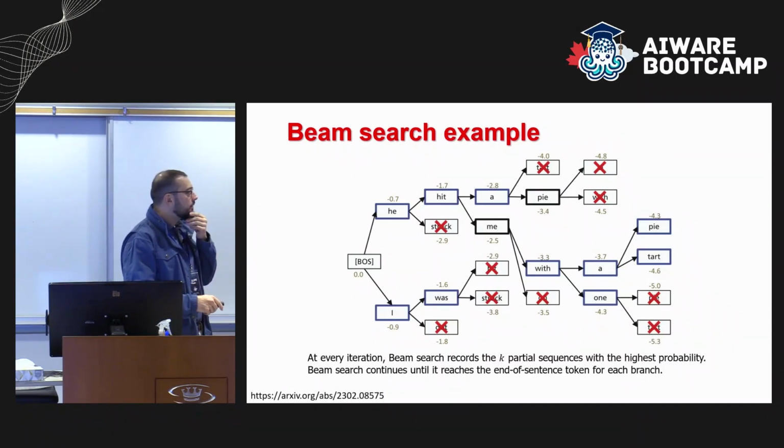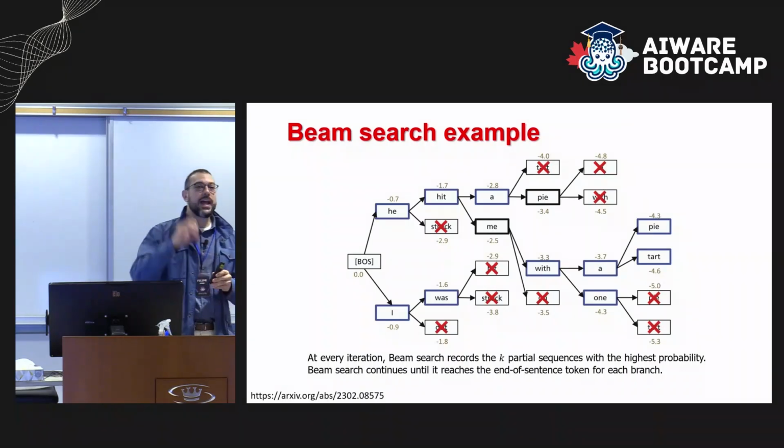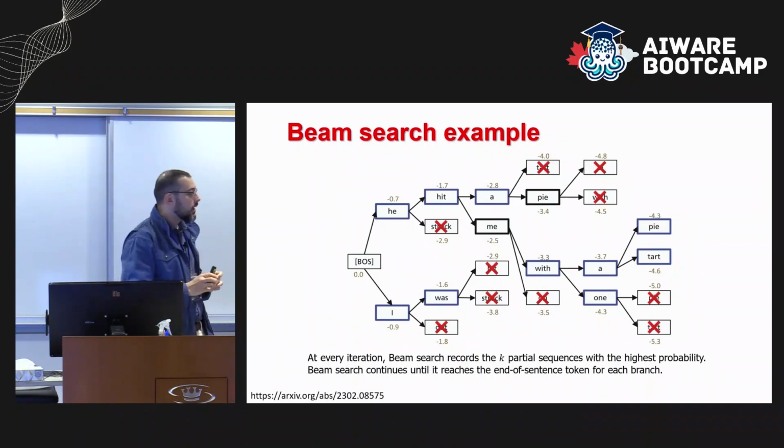So after the beginning of sequence, you need to generate tokens, and you are using a decoder, so you are selecting tokens somehow. For example, you're getting the two most likely ones. So these tokens will be "he" and "I" in our example here. This is the first iteration of the beam search.